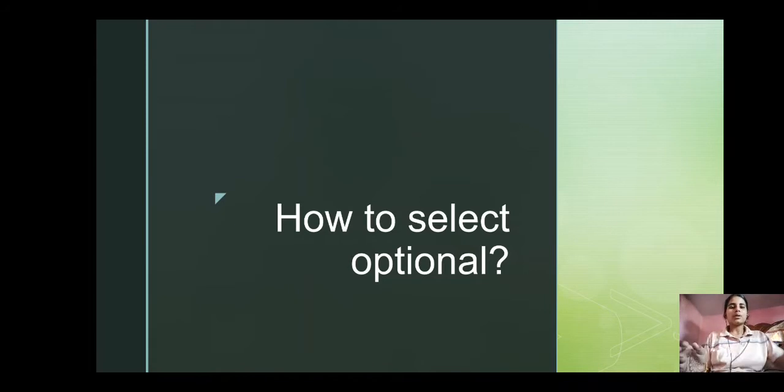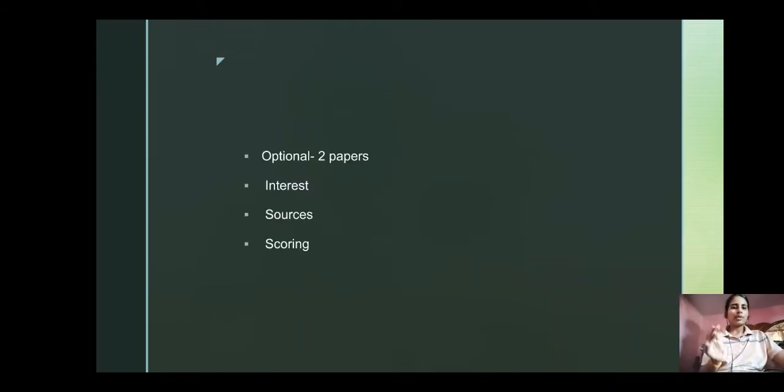So, first thing you need to keep in your mind while selecting your optional is that there are two papers. In optional, there are two papers, each carrying 250 marks. So, in total, 500 marks. And the optional paper, as it is said by most of the toppers, will determine your rank in the list. So you need to be careful while selecting your optional paper.